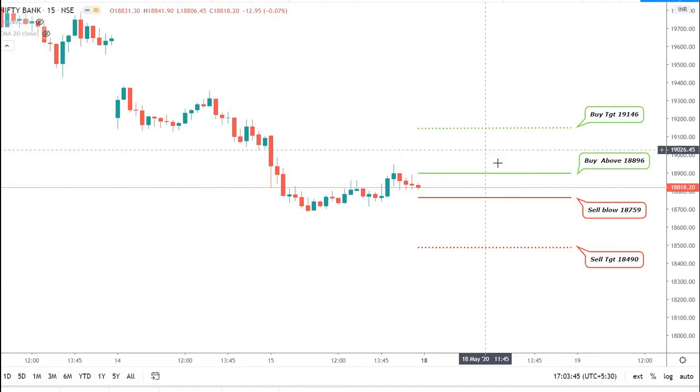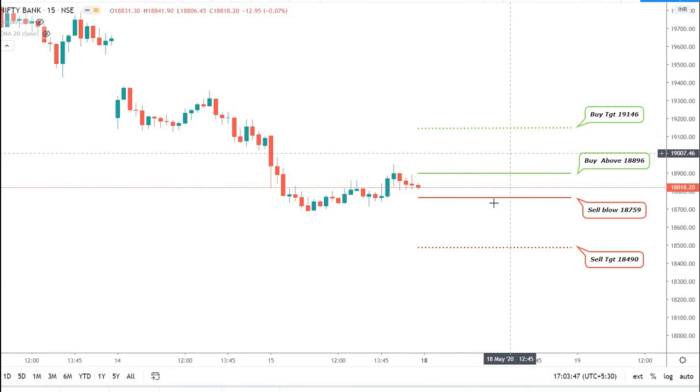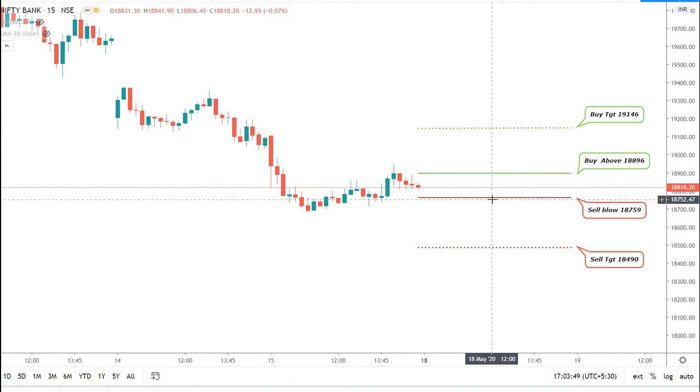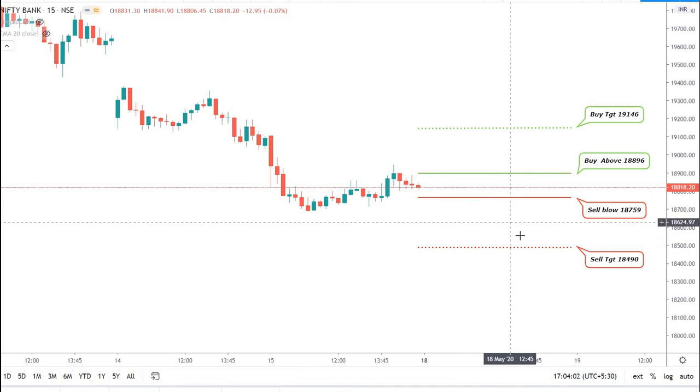Totally 400 points is there for the buy side, and the sell side, 18,759 below sell, and sell target 18,490. It's also 300 points there. That buy above and sell below, that line only break, then you can trade safely and get big money.